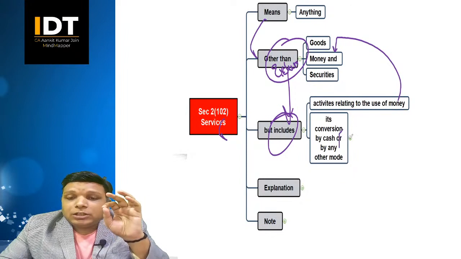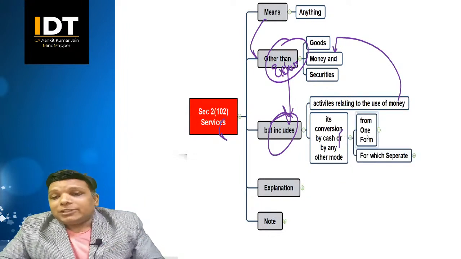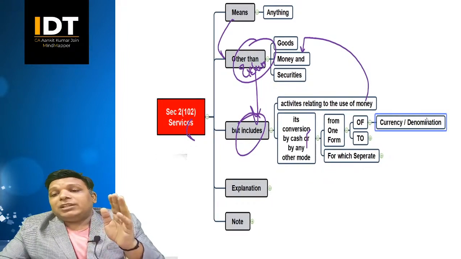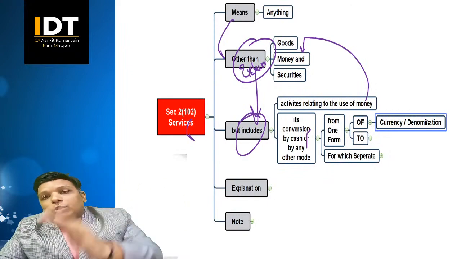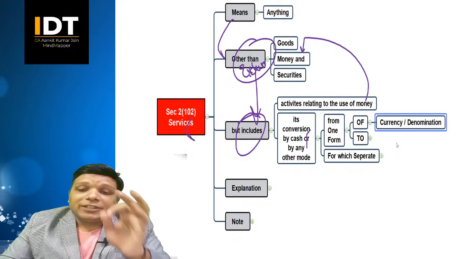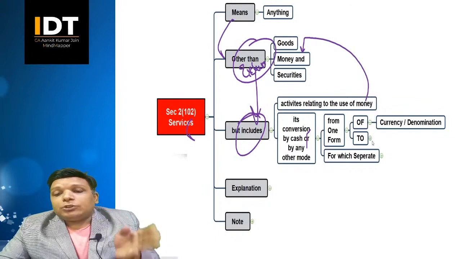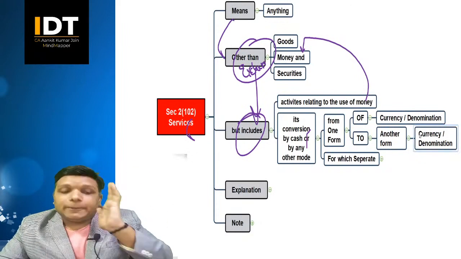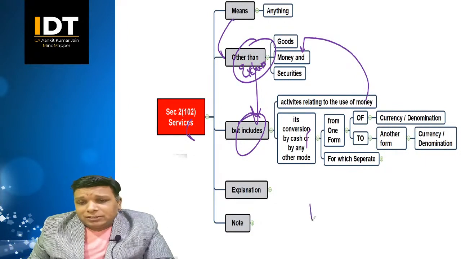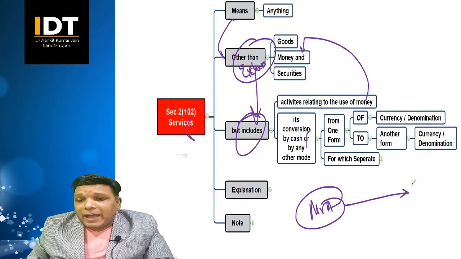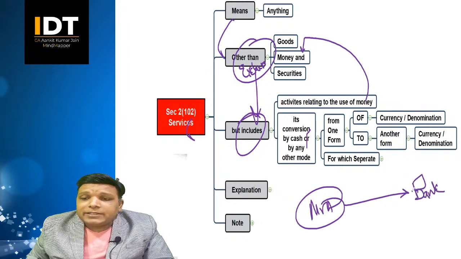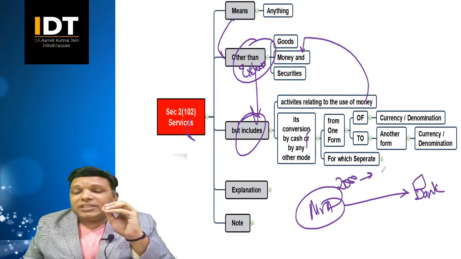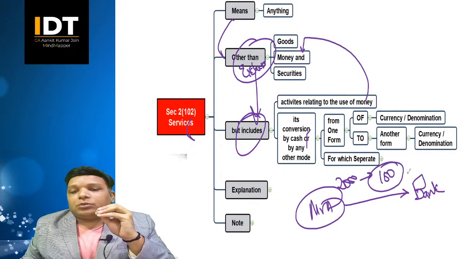This use of money can be how? Either it can be conversion. Conversion of money means from one form to another form, or from one denomination to another denomination. Correct? I am converting cash from INR to USD or USD to INR, or I'm converting 2000 rupee notes into 100 rupee notes, and for which the bank is charging me some money. Now what is happening is this Mr. A goes to his bank and says, sir, please, I have 2000 rupee notes, please exchange these notes and give me 100 rupee notes, into how many notes?